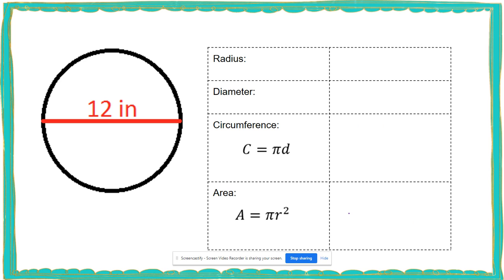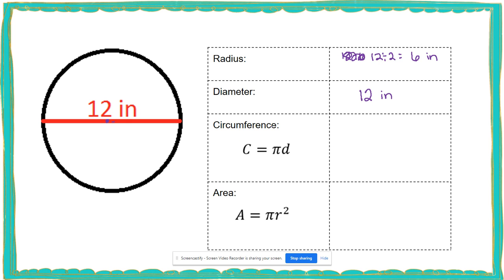Now let's look at another circle. This circle has a measure of 12, and that measure goes all the way from one edge to the other. That means that 12 for this circle is the diameter. So 12 inches is our diameter. Now I can use that to find my radius. If I know that this is my diameter, my radius is only half of that length. So to get my radius, I would do 12 divided by 2, and I would get 6 inches.